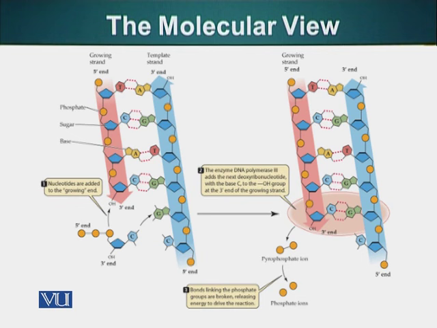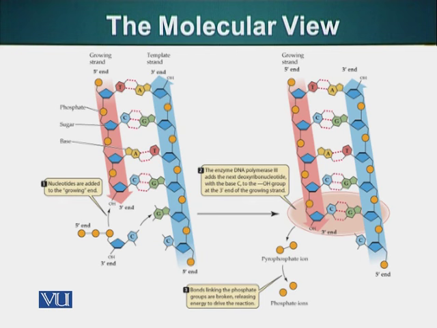So this is the reaction. This carbon hydroxyl basically attacks the phosphate group and a new bond is formed. Please notice the two phosphate groups are released. This molecule is called the pyrophosphate.